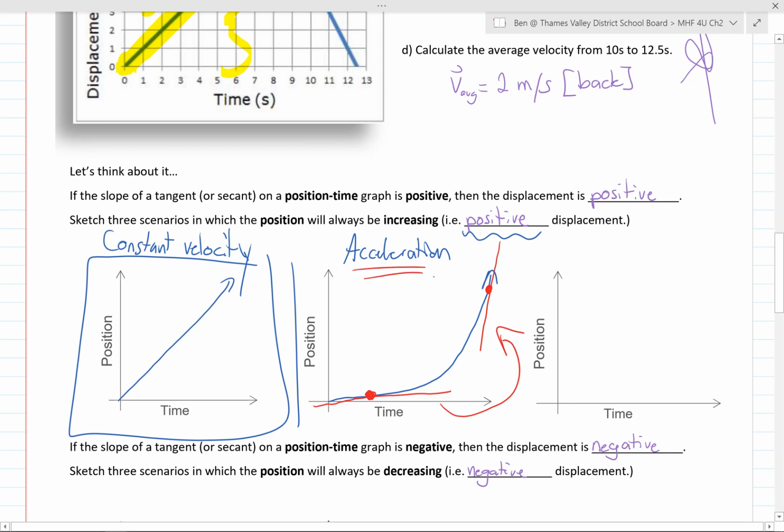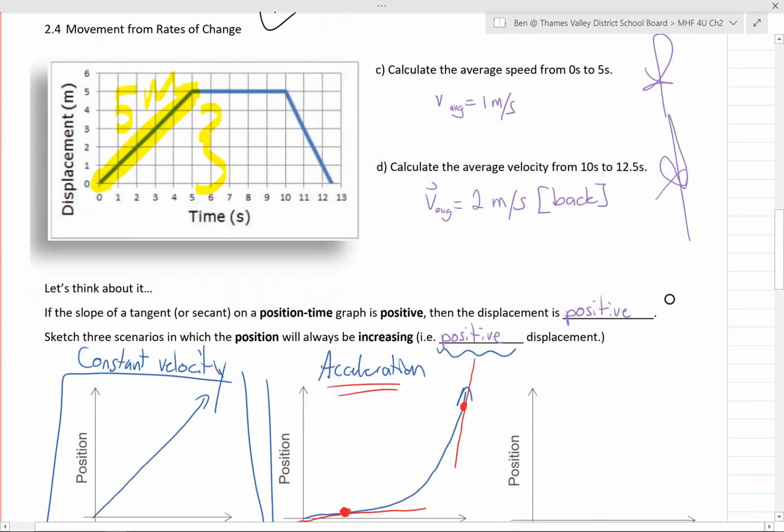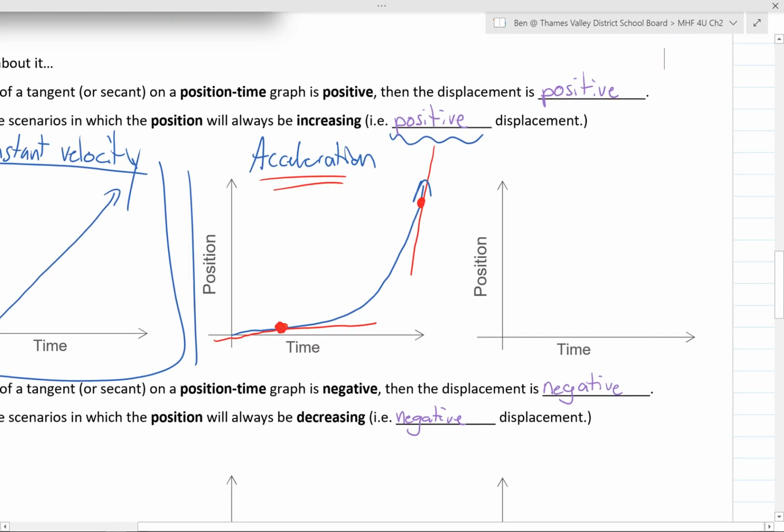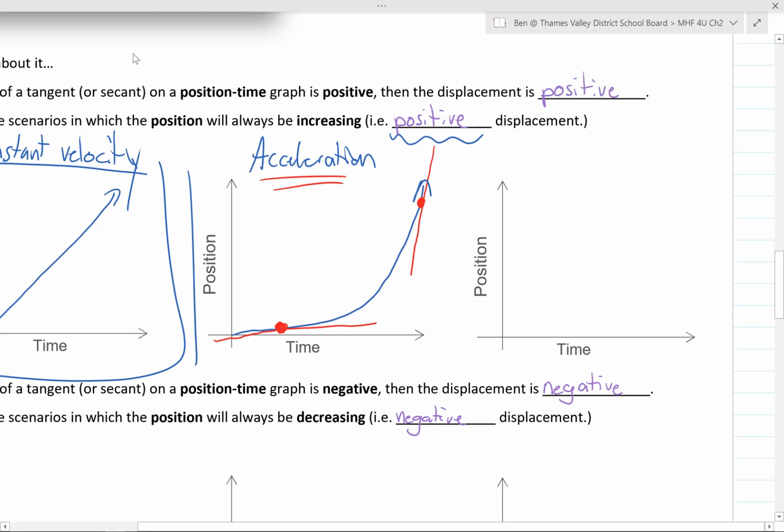If the slope of the secant, and that is our velocity, and that is our rate of change of position, is positive here and it's positive here, but it goes from less to more positive, that means that we have acceleration. That means our speed, our velocity, is increasing here. Okay, and lastly, we can have deceleration. That's the opposite of acceleration. So acceleration is something speeding up.